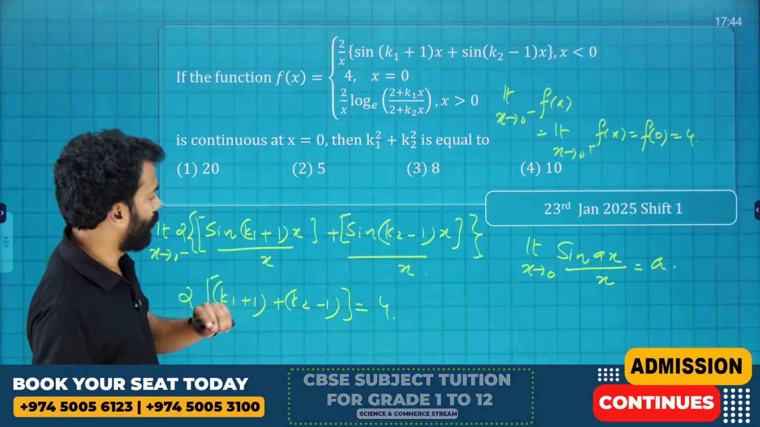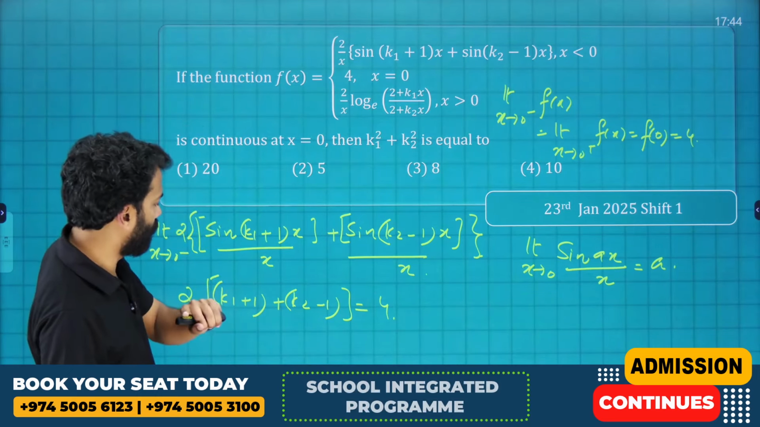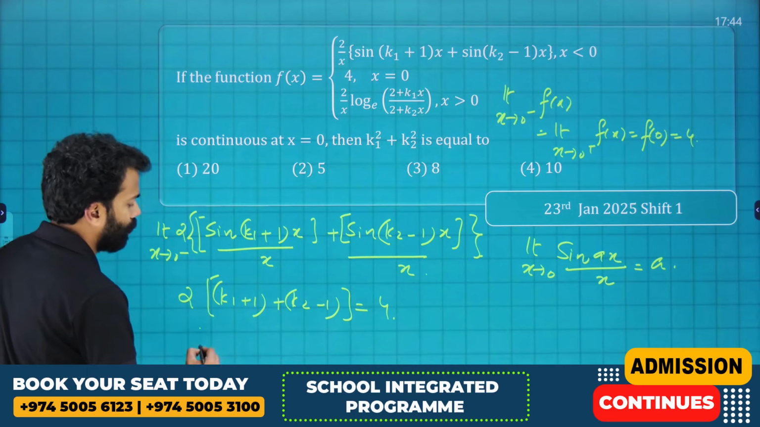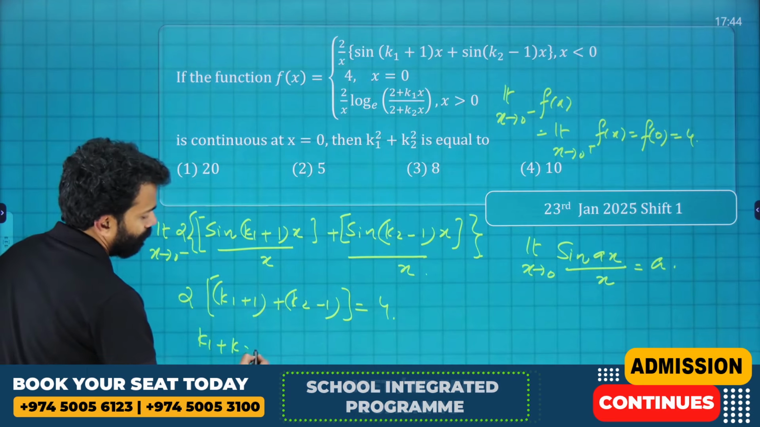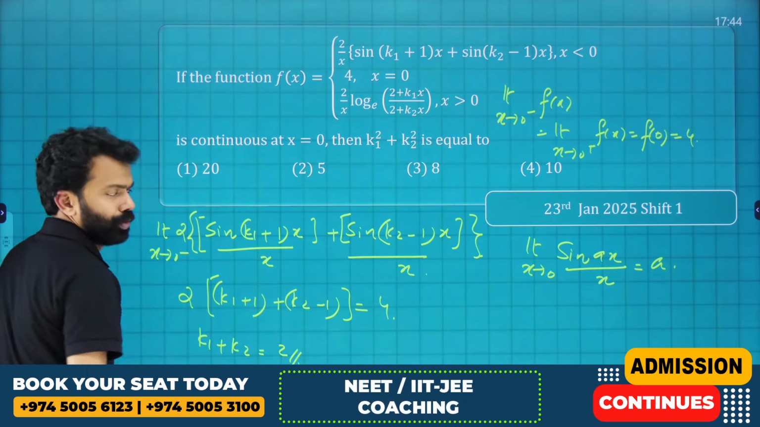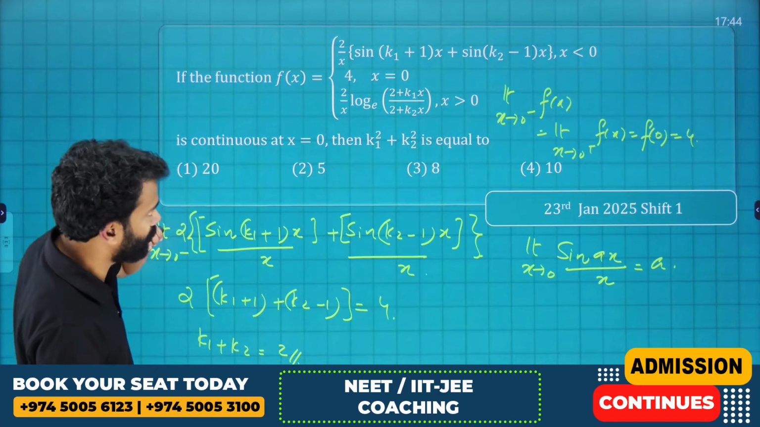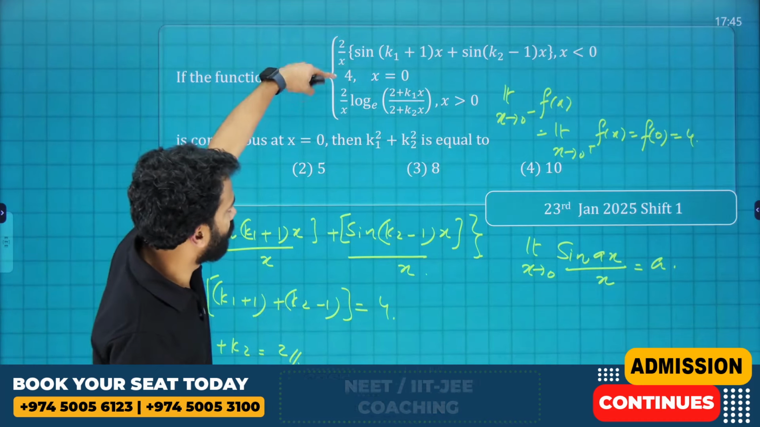That is equal to 4. This 2 and 2 got cancelled, it becomes 2. This 1 and minus 1 got cancelled. That is k1 plus k2 is equal to what? 2. k1 plus k2 is equal to 2. Okay, that is our formulation using the left hand limit and this one.